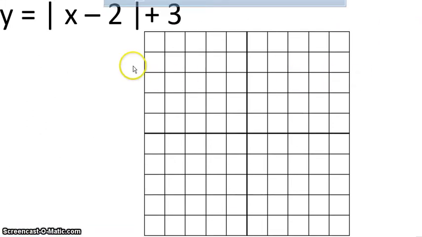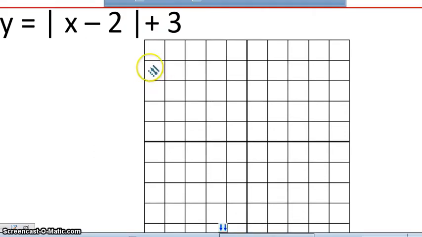Next one should be absolute value of x minus 2 plus 3. So this is going to be moved which way 2 and which way 3? You go ahead and make an estimate there. The correct answer is it's going to be moved to the right 2 and up 3. So I'm going to go 1, 2, 1, 2, 3, and that's where my vertex is going to be right there. And I'm going to go ahead and draw a V shape like this.